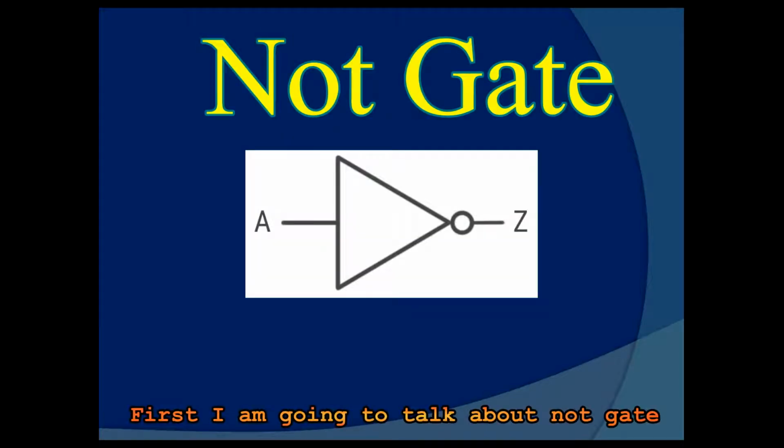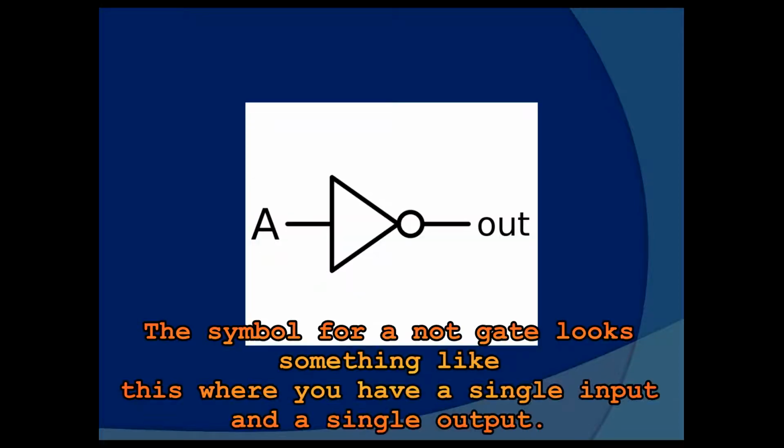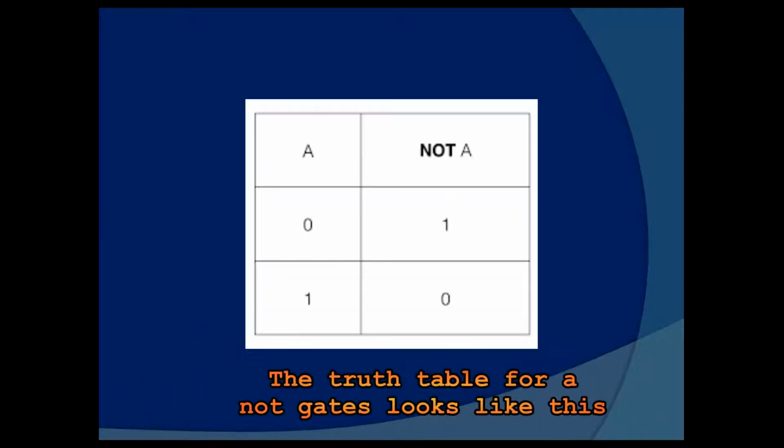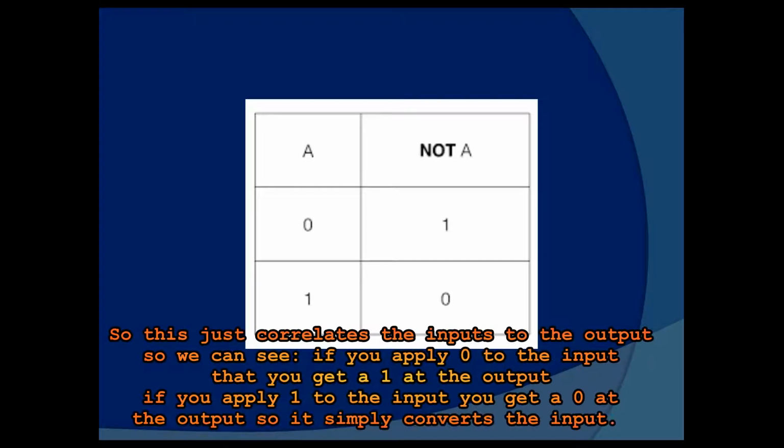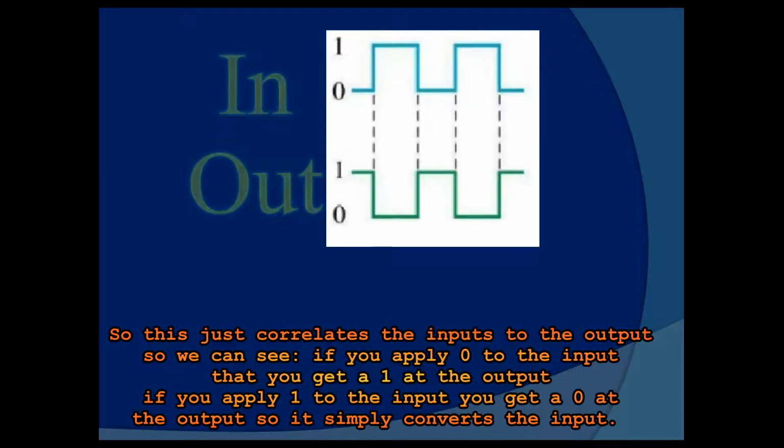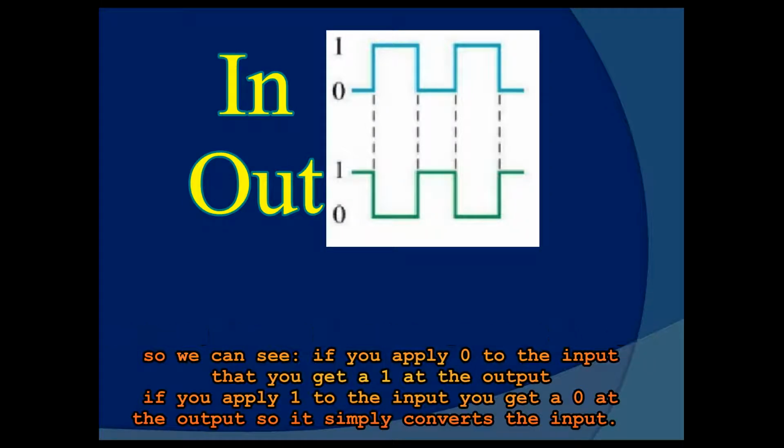First I am going to talk about the NOT gate. The symbol for a NOT gate looks something like this, where you have a single input and a single output. The truth table for a NOT gate looks like this. It correlates the inputs to the output. If you apply 0 to the input you get a 1 at the output, and if you apply 1 to the input you get a 0 at the output, so it simply inverts the input.